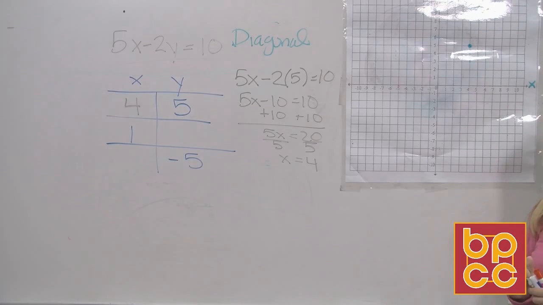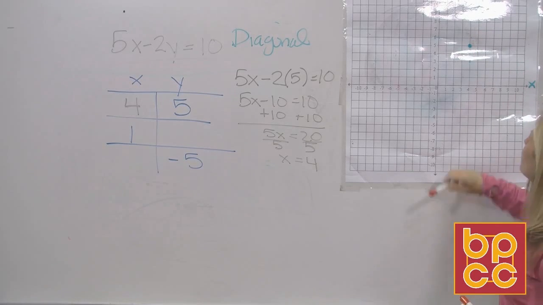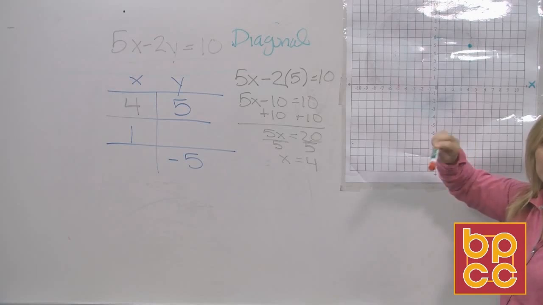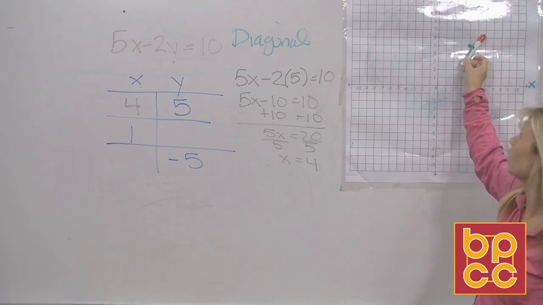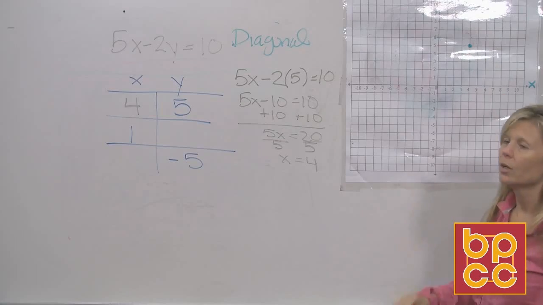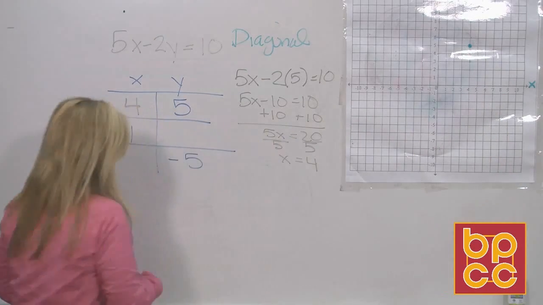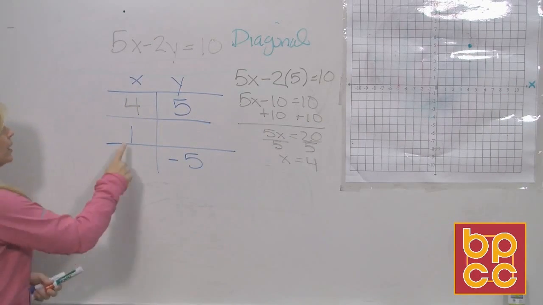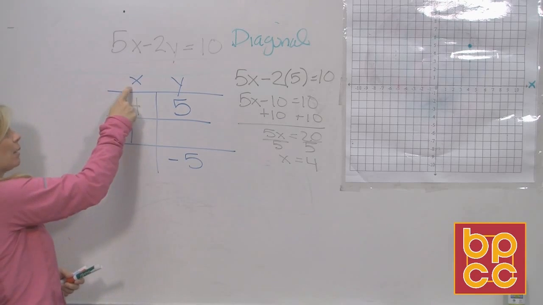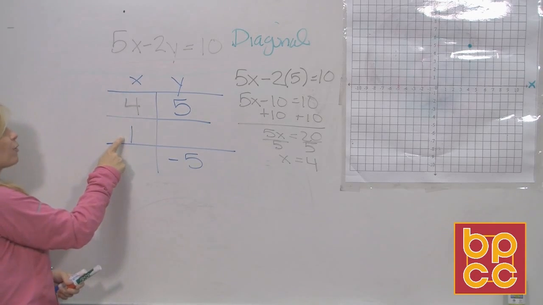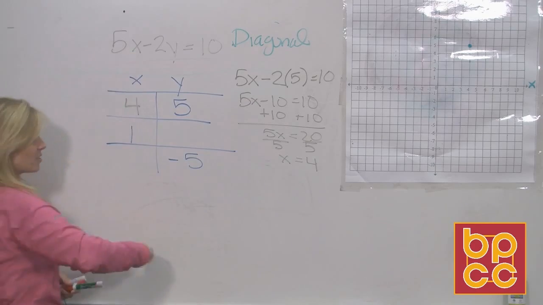But I can't draw a line yet because plotting one point doesn't guarantee which line it is. This line could be horizontal, this line could be vertical, this line could be diagonal. So I need some more information. So I go to my t-table. Here's my next piece of information. They give me a 1, but 1 is in the column for x. So I'm going to substitute in for 1 where the x is.